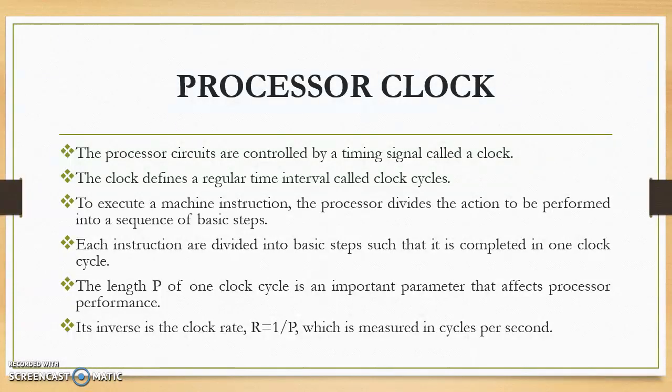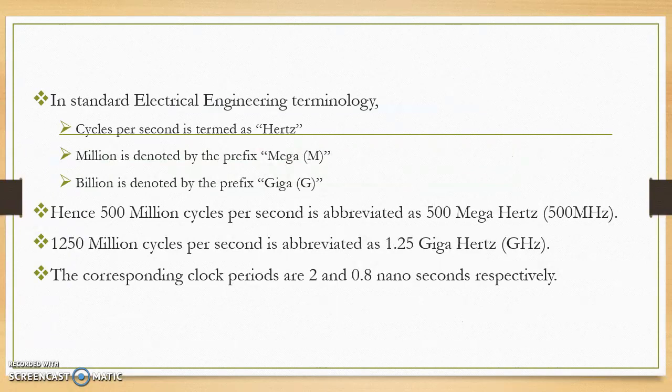Clock is nothing but a timing signal which is controlled by processor circuits. The clock defines regular time intervals called clock cycles. The processor divides the action to be performed into basic steps. Each basic step should be completed within one clock cycle, so we have to design an instruction accordingly. Another important parameter is the length P, which affects processor performance, where the length should be less so that the clock rate R can be increased, which in turn increases the performance of a computer.